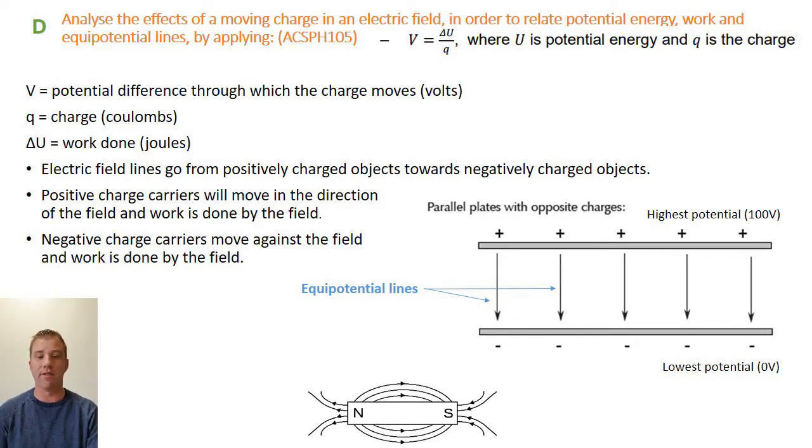So electric field lines go from positive to negative charged objects. You can see that in the diagram. Positive charge carriers will move in the direction of the field and work is done by the field. Negative charge carriers move against the field and work is done by the field. Negative charge carriers will move against the field, so this is going towards the positive. Positive charge carriers go towards the negative, and follow those equal potential lines.